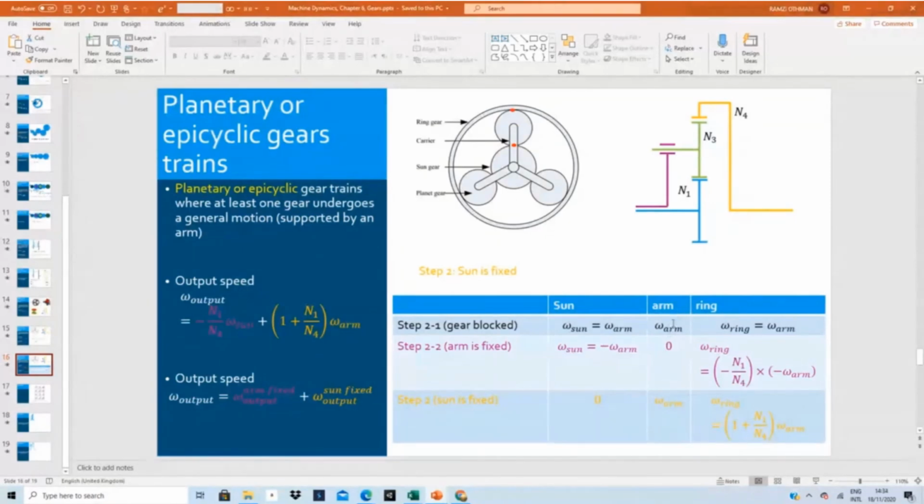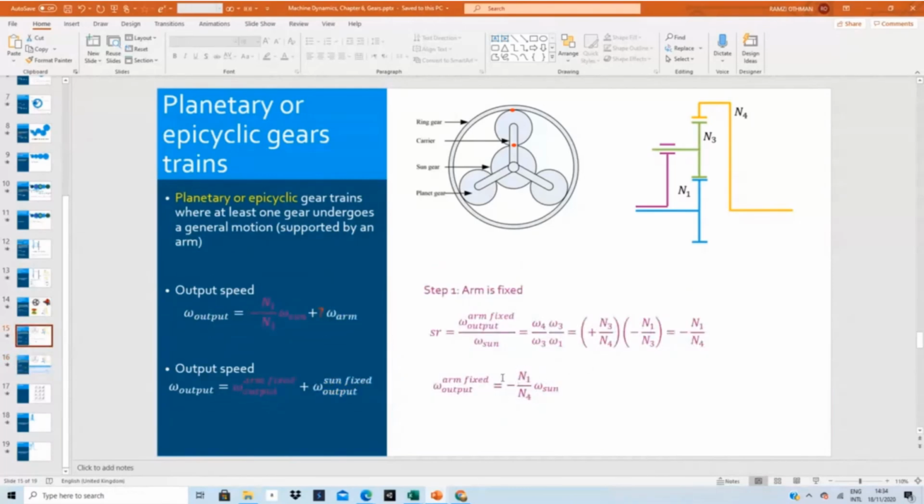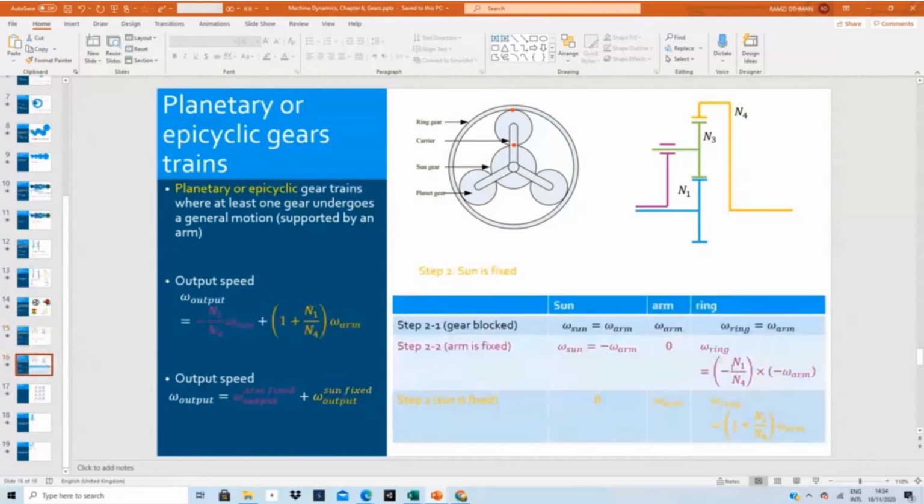For the arm, in the first sub-step, I will have the omega arm. So in this first sub-step, the step 2-1, I will have the sun and the arm rotating with the same speed. So everything in the system will rotate with the same speed, and especially the ring will have also the same speed. In the second sub-step, the step 2-2, I will fix the arm. So the arm is zero and the sun will move opposite to the arm. So I will take exactly the opposite of this one. So here I have negative, here plus. And I will add the two sub-steps, 2-1 and 2-2, to get the step 2. And it will always work in this case.